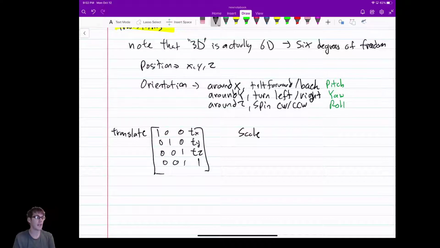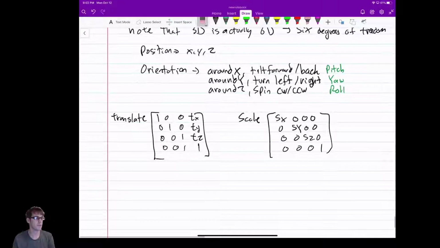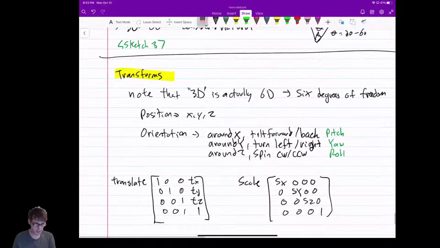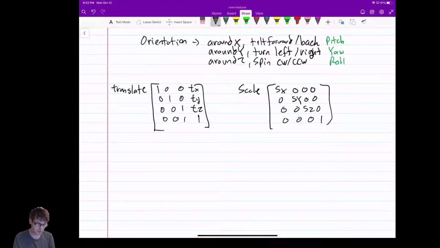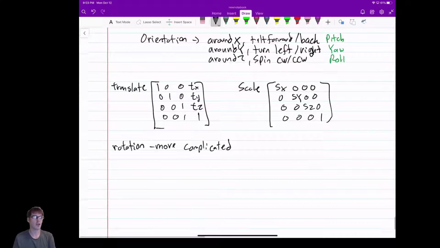Scale, same thing. Scale x, 0, 0, 0, 0, scale y, 0, 0. We just multiply each component by our scale factor, and we can scale x, y, and z separately, like that. So there should be no surprises here. So we can transform, we can translate, we can scale, everything works as expected. However, rotation. This is where things get more complicated. Okay? Rotation gets complicated.